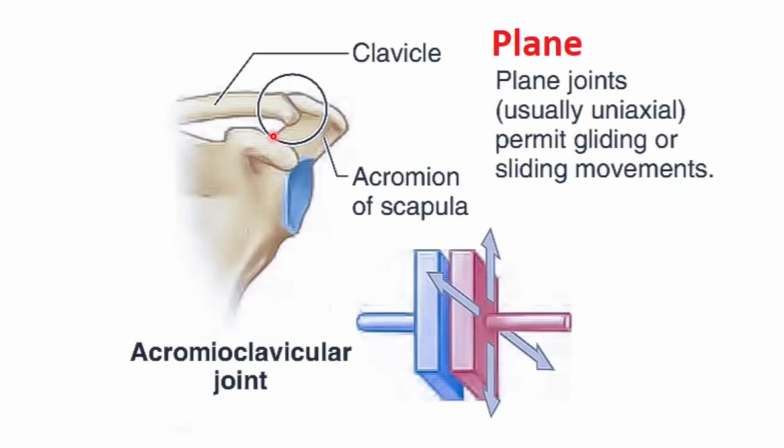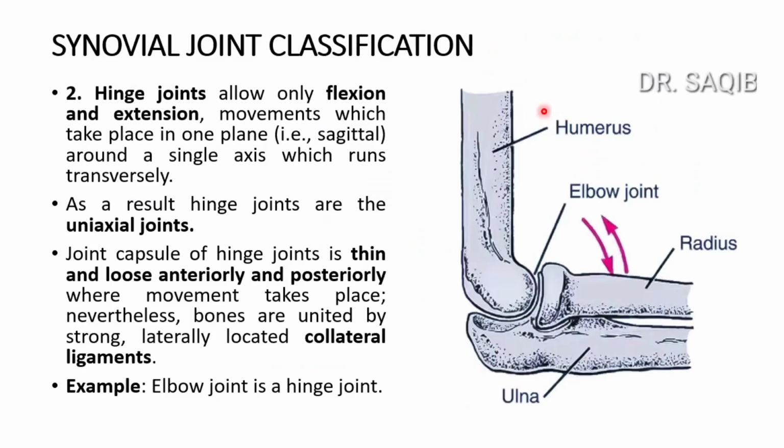And this is a more elaborate view of the plane joint. Plane joints are usually uniaxial and permit gliding or sliding movements, right? This is the acromion, showed you already. This is the clavicle. So this joint is, follow the laser, the acromioclavicular joint, right? And this is the schematic diagram showing the plane joint. Here you could see one surface and one opposite surface coming together and making the plane joint.